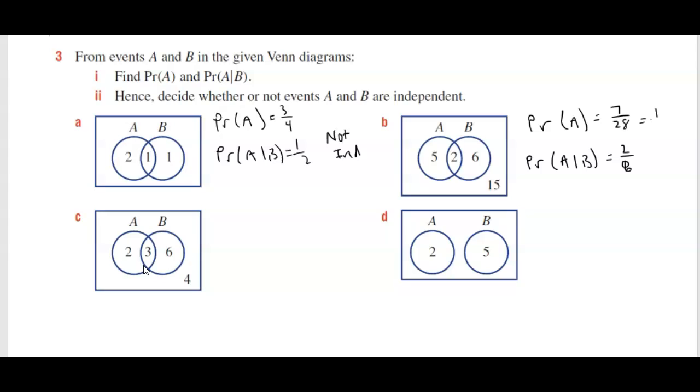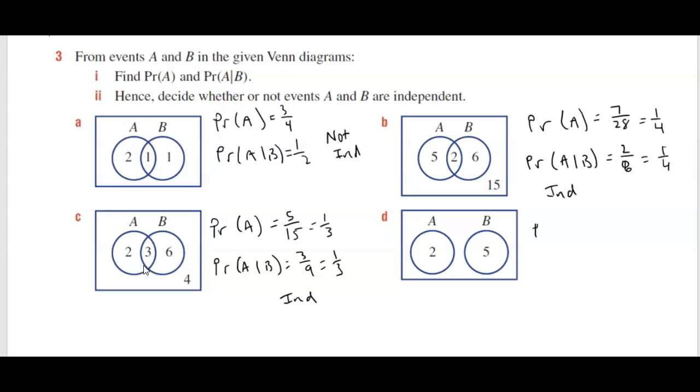So 7 over 28 is a quarter, and 2 over 8 is also a quarter. Now they're the same, so that means they're independent. Probability of A is 5 over, what do we got, 15. If you want to simplify that now, you can, which is a third. The probability of A given B is 3 over 9, which is a third, so they're independent.